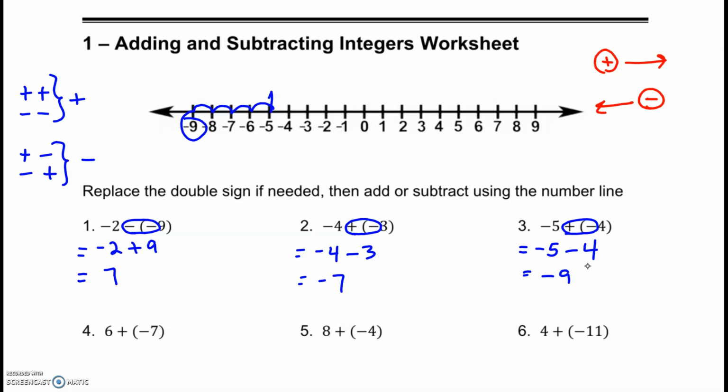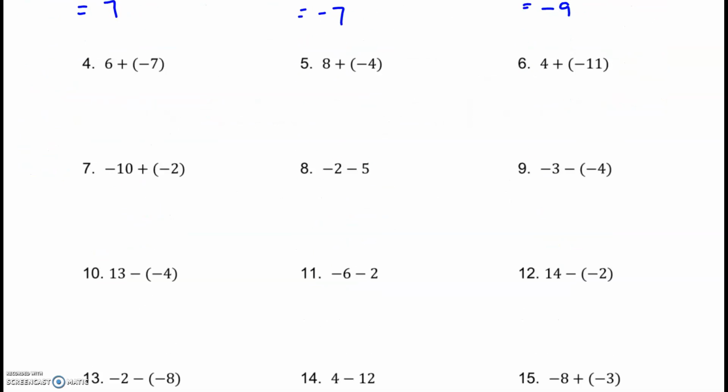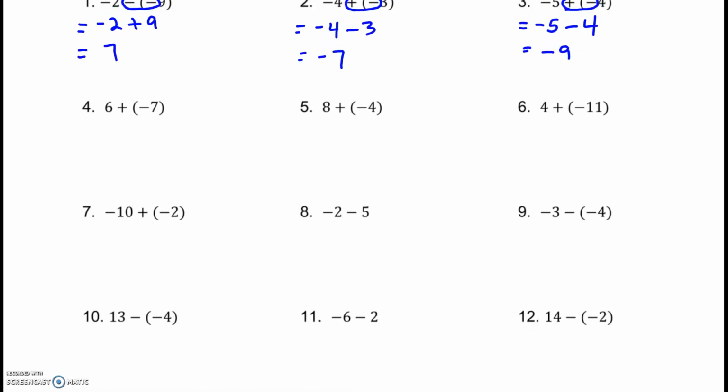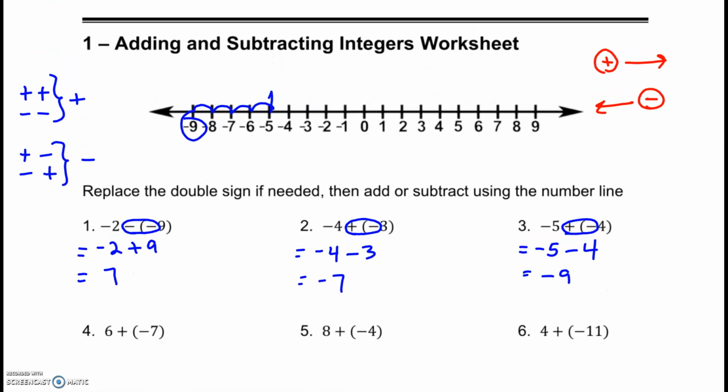Okay, I think those are enough examples to do with you. You have more questions to complete, and then I'll give you the link for the answer so you can check to see how you did when you complete it.